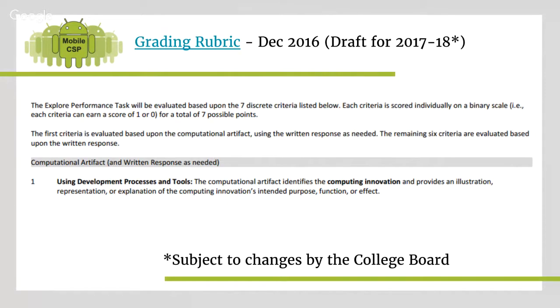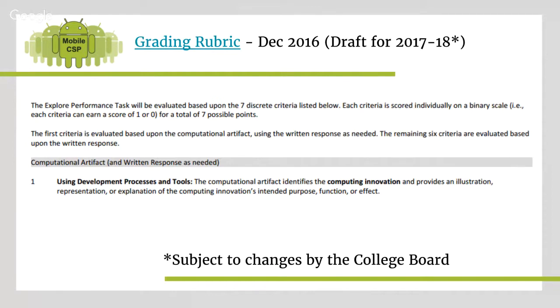Okay, so looking at the rubric to begin with, the first step is the computational artifact. Again, the rubric says using development process and tools, the computational artifact identifies the computing innovation and provides an illustration, representation, or explanation of the computing innovation's intended purpose, function, or effect. This can be in a video. This can be in a poster. We had lots of pictocharts and things like that, kind of a poster representation.